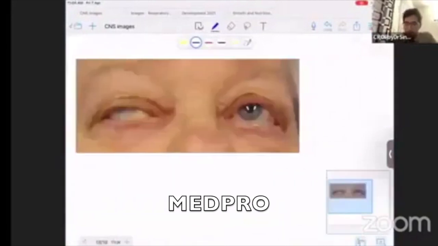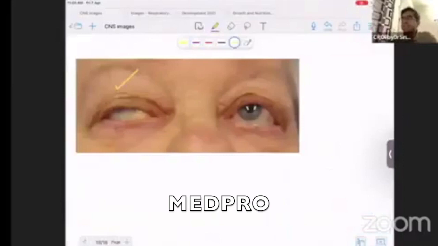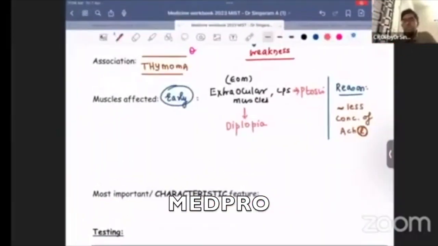Okay. Look at this picture. Can you see? This is the affected side. The lids are actually drooping. Are you able to understand this? This is the manifestation of the ptosis. Now, I think some of you must have read about this. You can tell me.